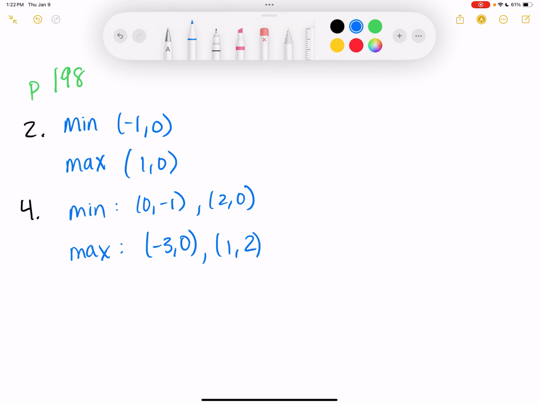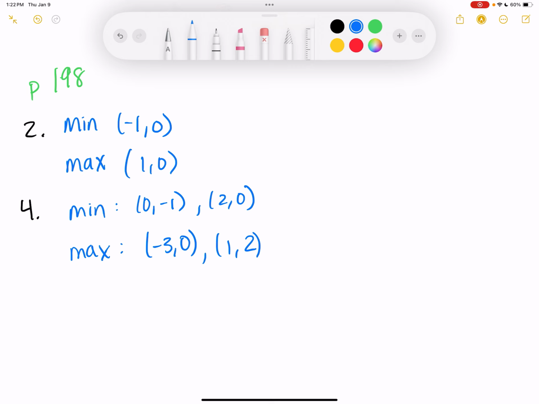If it makes you feel any better, I was confused on number 2 when she said -1, 0, because I was looking at that point that was 0, -1. It's been a long break. It's okay.